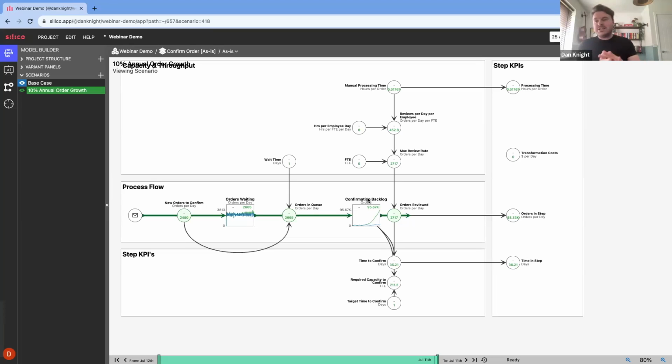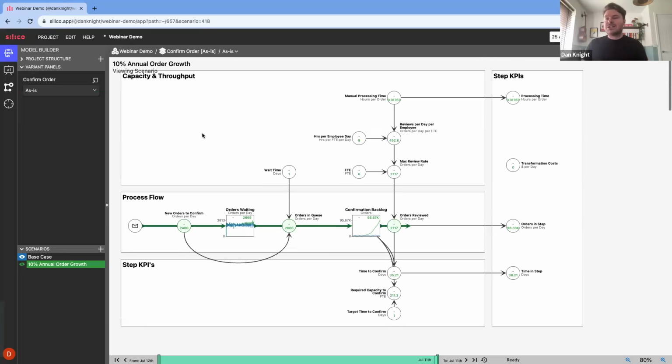So what can we actually do about resolving this issue? Using Silico's structural variant tool, we can now make different versions of this step of the process and see what the outcome is going to be. So currently we have it as is.